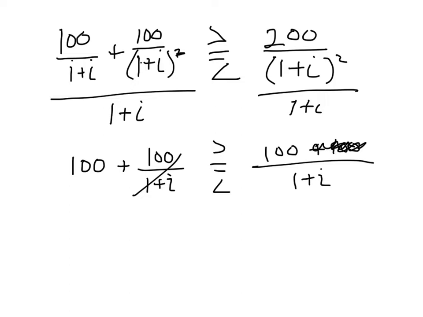It's the question of whether or not 100 is bigger than or equal to 100 divided by 1 plus i. And since 1 plus i is bigger than 1, the left-hand side is bigger than the right-hand side. In other words, the present value of asset A is larger than the present value of asset B.